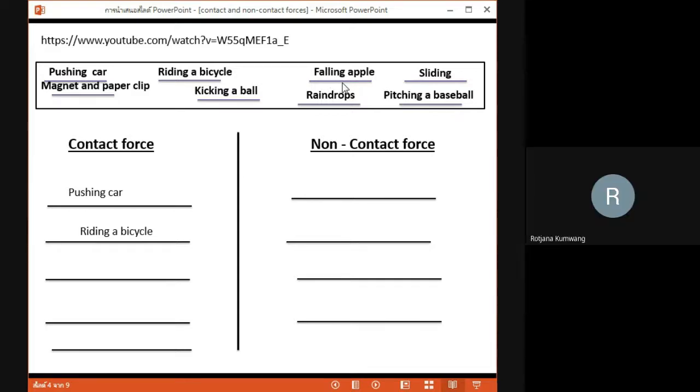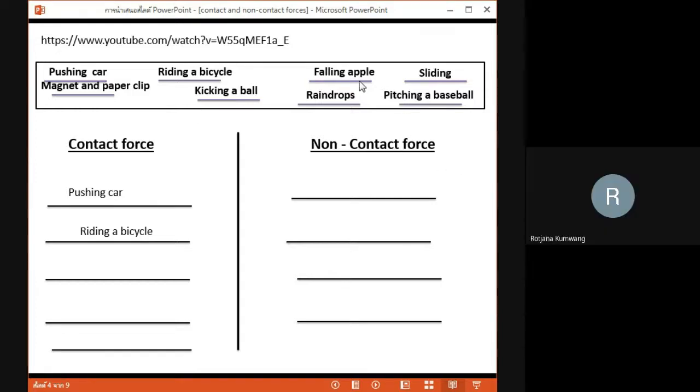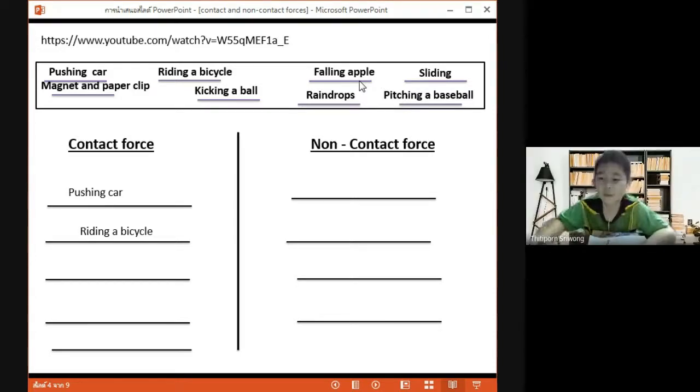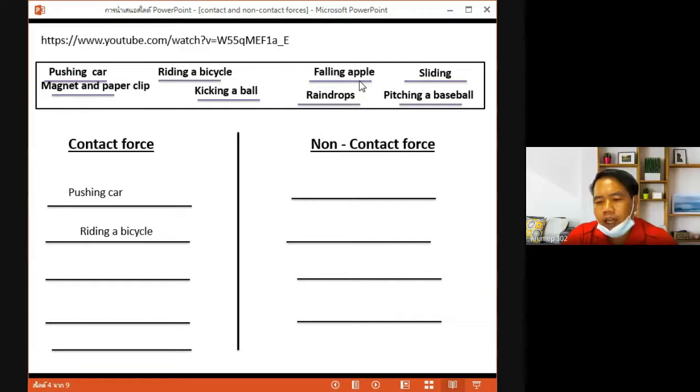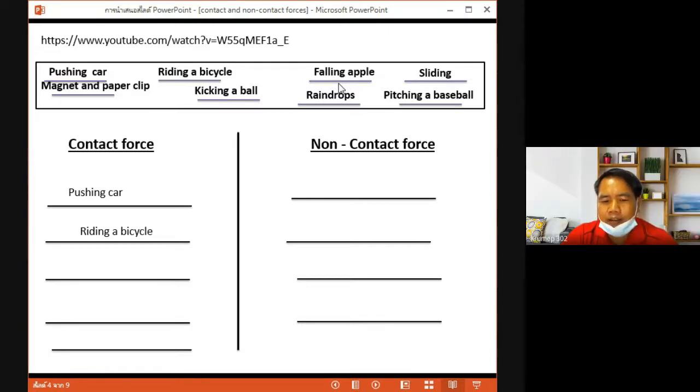Number 2. One Mai, kindly give me your answer. Falling apple, contact force or non-contact force? Contact force. Contact force is wrong. Not contact force. Again. Sky. Not contact force. Okay, very good, Sky. So, non-contact force, falling apple. Okay. Thank you, Sky, for answering.